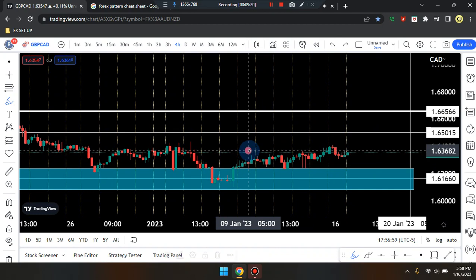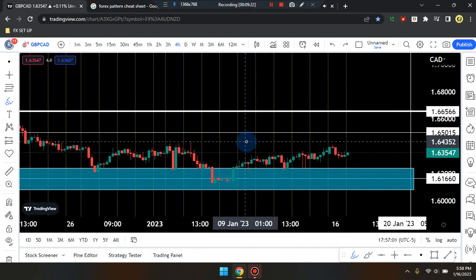But just keep on tagging those areas. So we're looking for the breakout for the last few candles, or I should say mini candles, in the market.